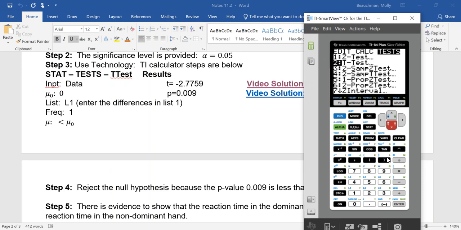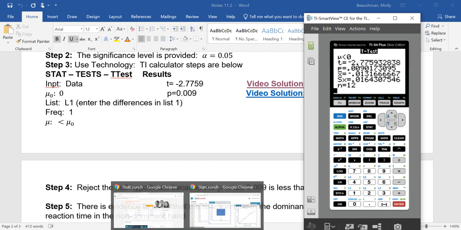Okay, so we end up with one set of data after we subtract. For the t-test, I'm using data instead of statistics this time. Then I have to tell it what my null hypothesis is, which is 0. Where is my data? I've got mine in list 3, so I have to hit second, the number 3. Frequency means just 1. We're counting each data value once. And then we want to make sure we have the correct hypothesis test, which was less than 0, and hit enter. Oh, down to calculate, and then hit enter. So there's our t value, our test statistic of negative 2.775, and a p-value of 0.009.